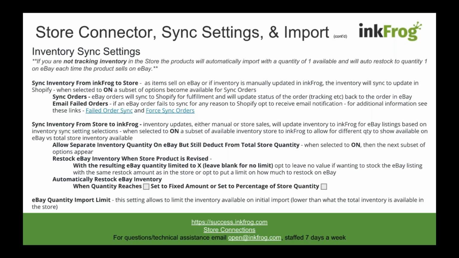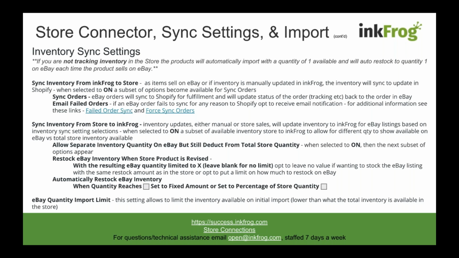And then what's nice about this is we also have a subset of features that will allow you to have the option to have different quantity available on eBay versus your total inventory that's showing in your store. So a lot of these features here about the separate inventory quantity are nice in that we understand that there's eBay listing limits in place. So what this allows you to do is lower your inventory quantity available for eBay so that you can continue to list additional items, as many products as possible on eBay directly.